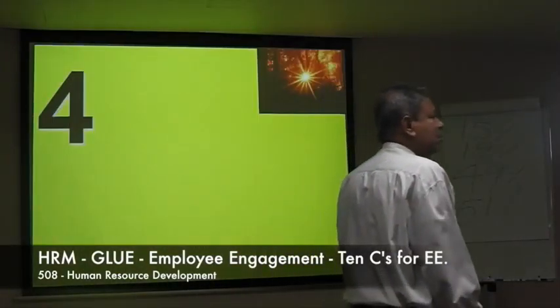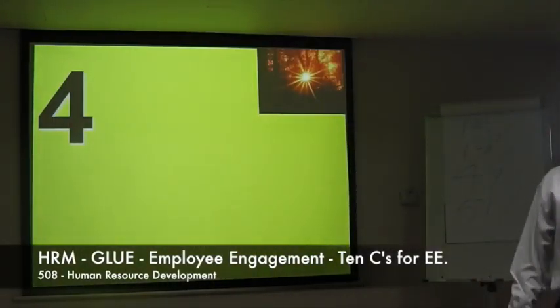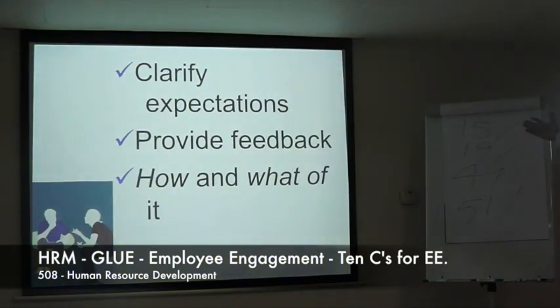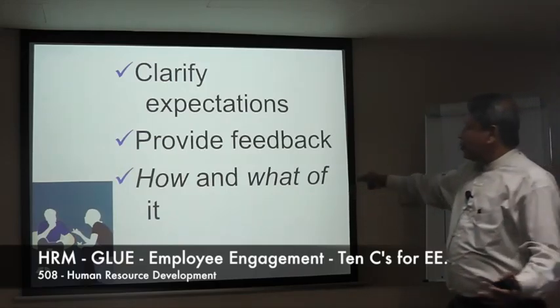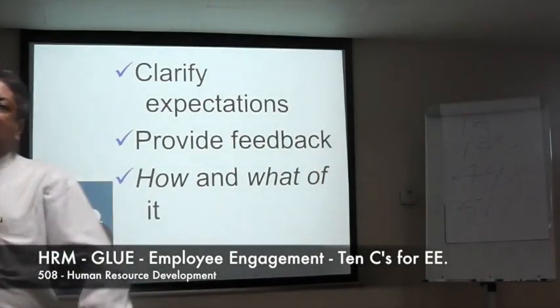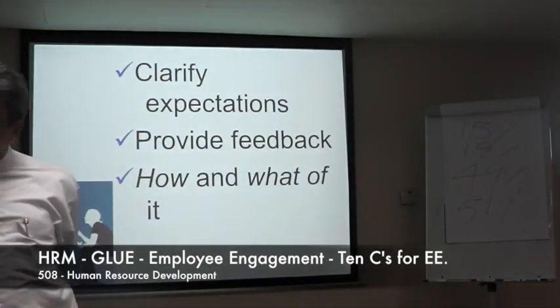Now we have C number 4. Read out loud with energy. Convey. It's all about communication. First one, clarify expectation. Second point, provide feedback. Third one, how and what of it. Not just tell people do that, tell people why you need to do that and how to do that, and again communication. Communicate.